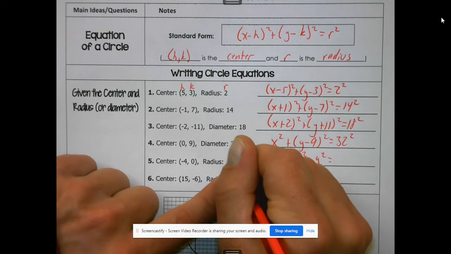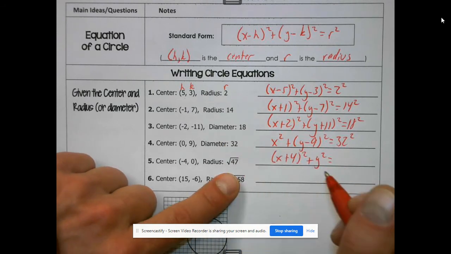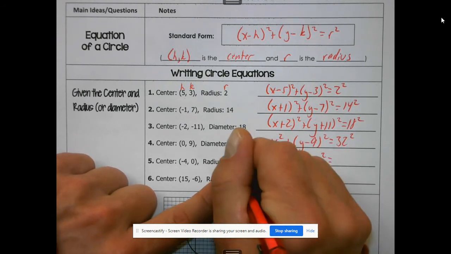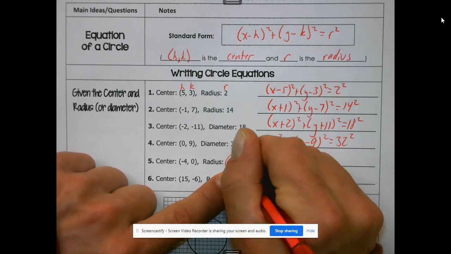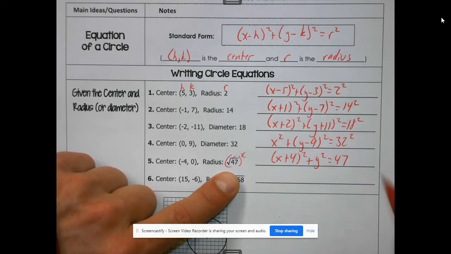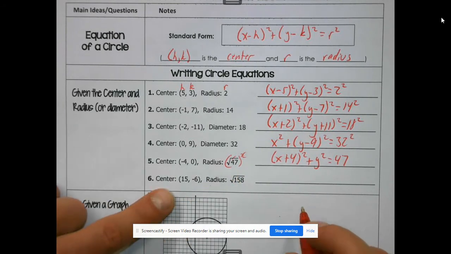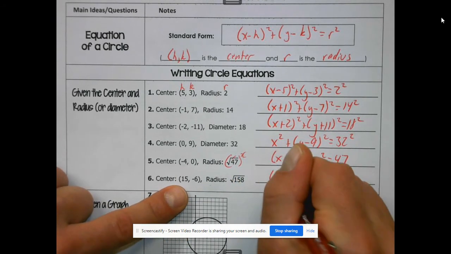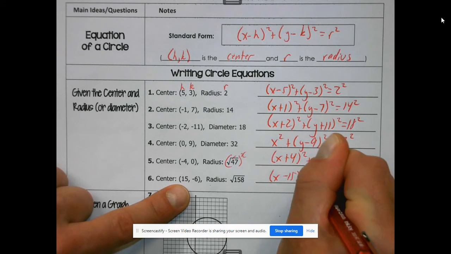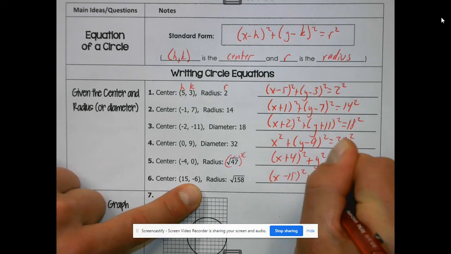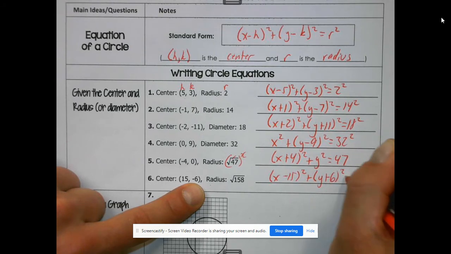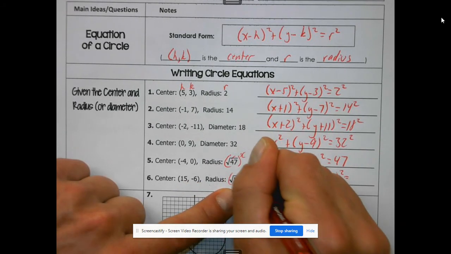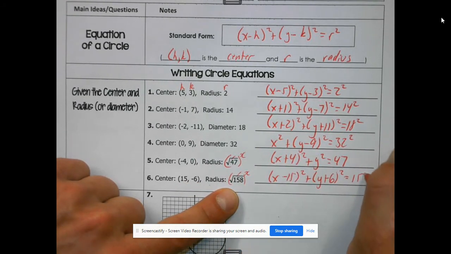Now, I have to square this radius right here, right? When I square that radius, the square and the square root cancel out. That's 47. Number 6, (x - 15)² + (y + 6)². Remember, that turns into a plus. Now, when I square this guy, they cancel out, 158.